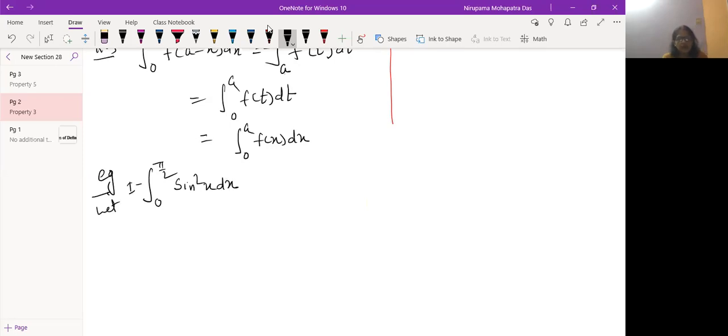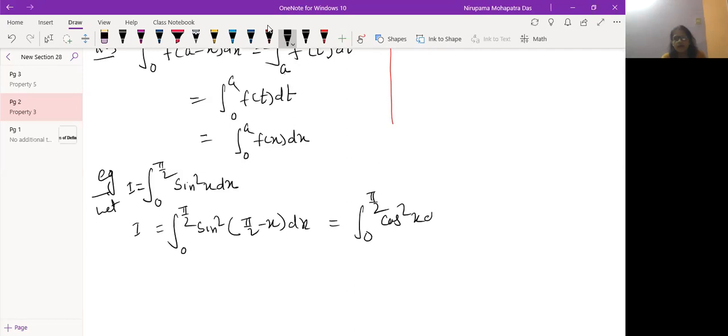I stands for integral, right? Now this I can be written as, by using this property, integral 0 to a f(x) dx can be written as integral 0 to a, meaning 0 to pi by 2, sine square of (a minus x), meaning pi by 2 minus x, dx. This is equal to integral 0 to pi by 2 cos square x dx.